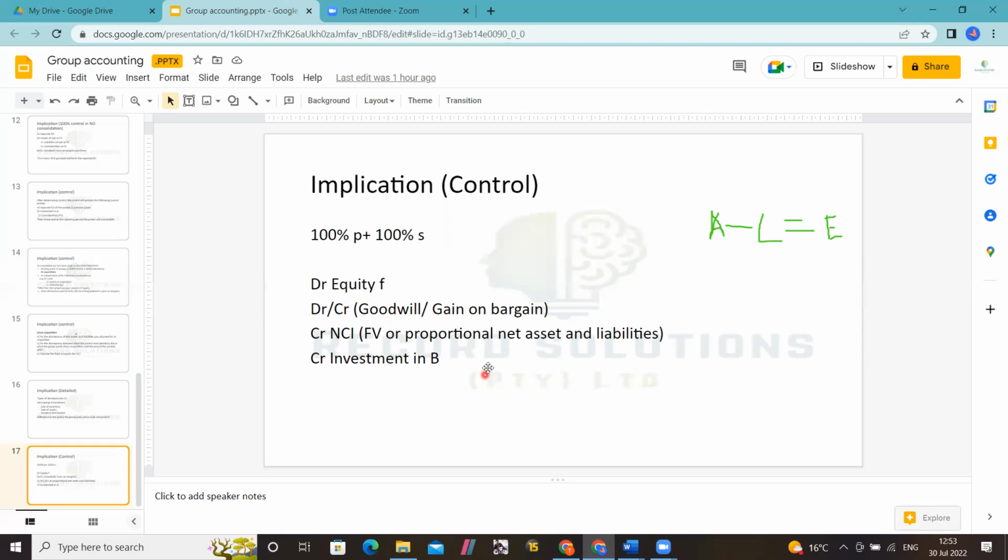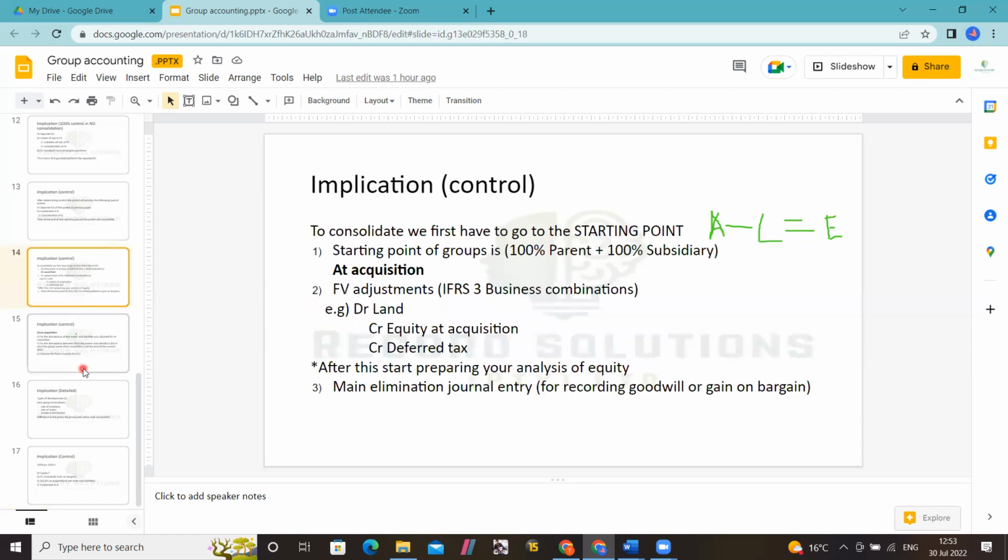And then if it's less, you know that you got a gain on bargain purchase, right? So it's gain on bargain purchase. You have this credit gain on bargain purchase. And that's basically the second set of journal entries you do. The first set is those fair value adjustments, and secondly is the main elimination journal entry, right? So that's the main elimination journal entry.